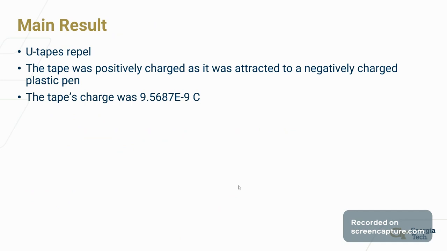If it was neutral, then it also would have been attracted to this pen, but the U-tapes would not repel each other. So since the U-tapes repelled each other and it was attracted to that negatively charged plastic pen, I was able to conclude that the U-tape has a positive charge.